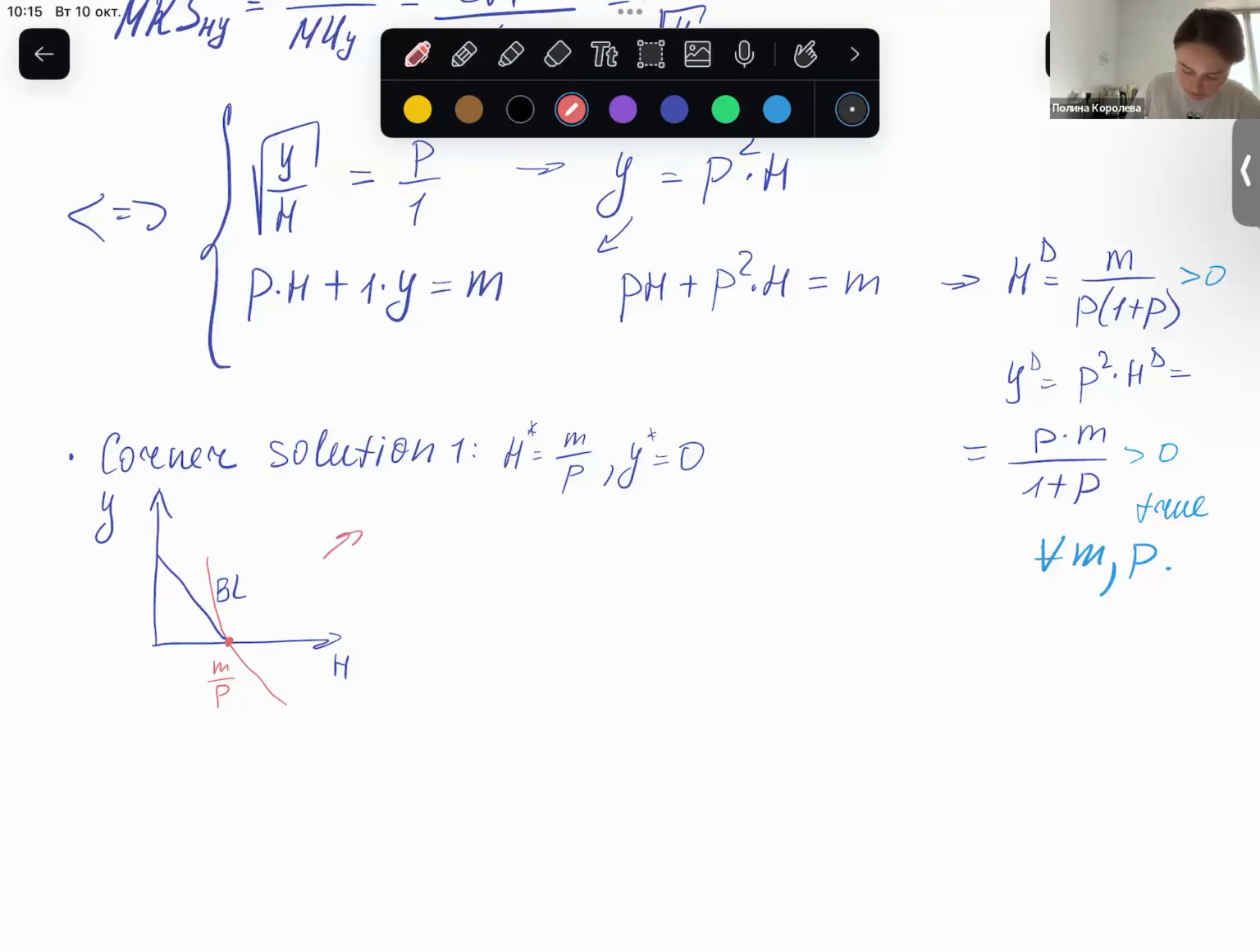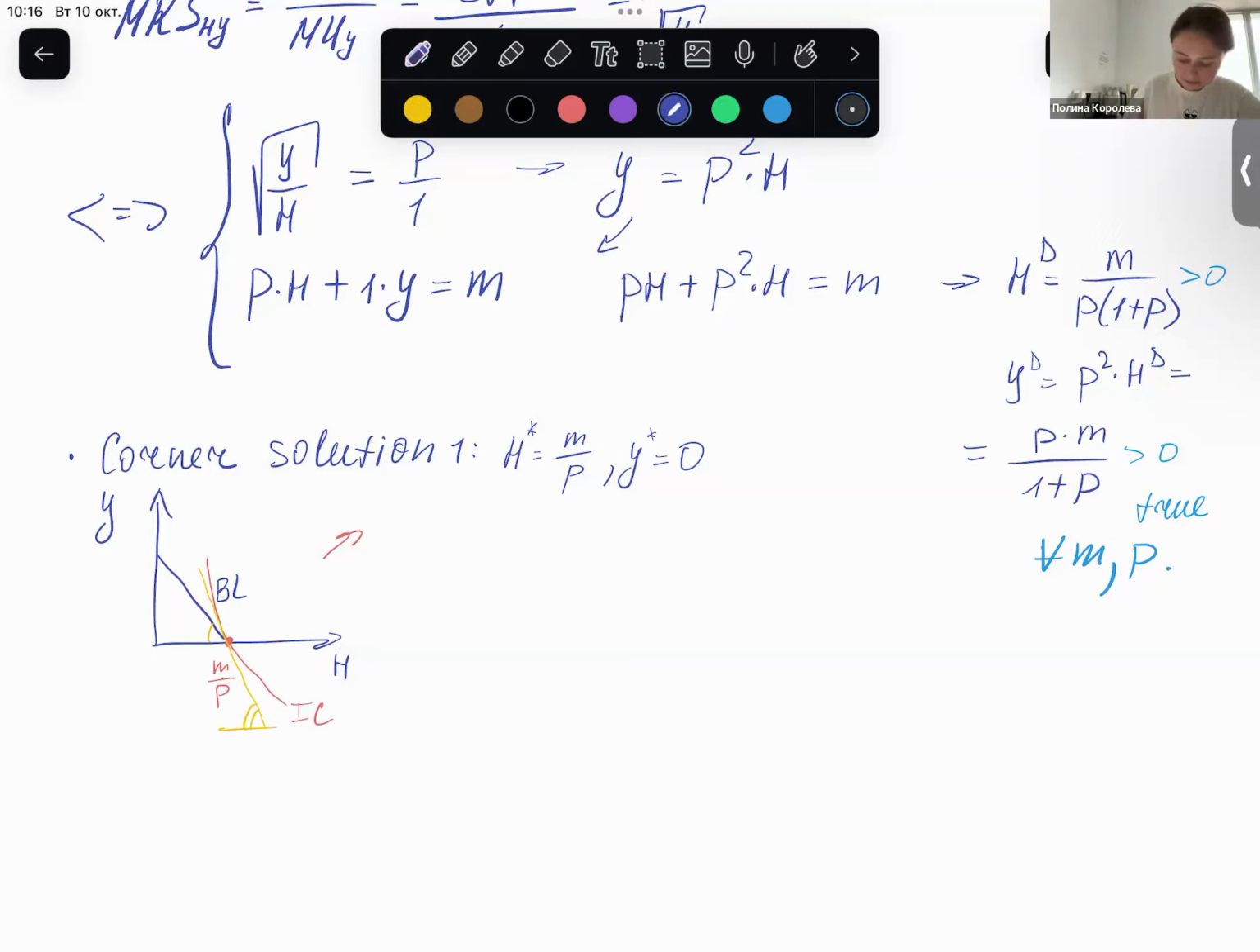So the direction of the utility increase, this is the indifference curve, and you see that for such a solution to exist, in this point, the slope of the budget line should be less than the slope of the indifference curve, you see?